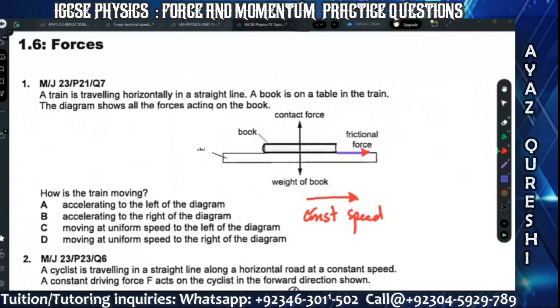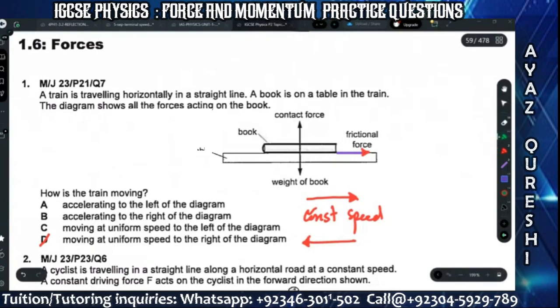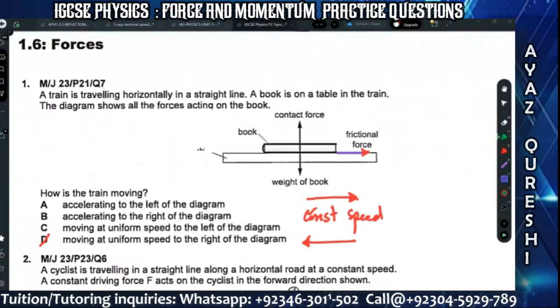Again, is it not A? If again constant speed towards left, then definitely there should not be any unbalanced force along the horizontal direction. So there is the acceleration. The train is accelerating. This is understood. That train is accelerating. So these two are gone.